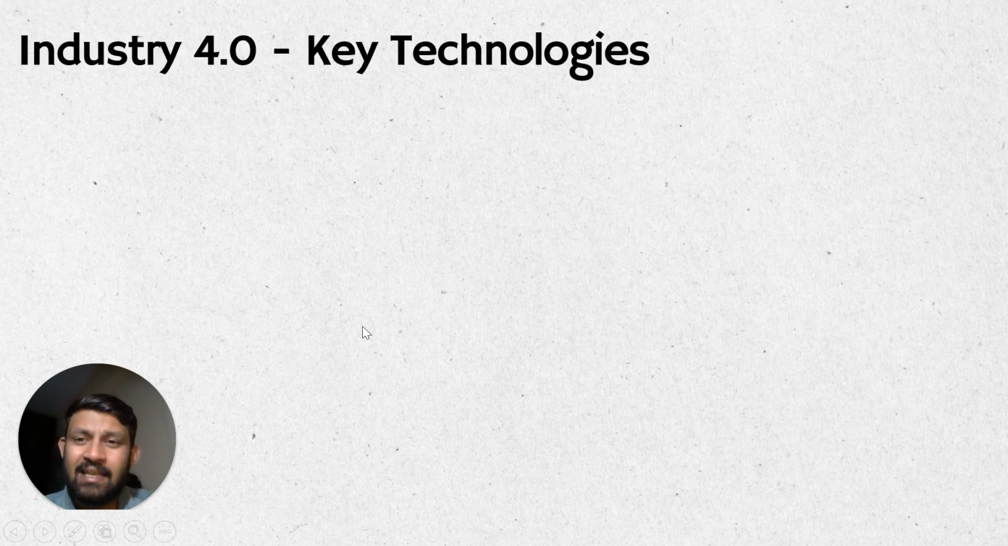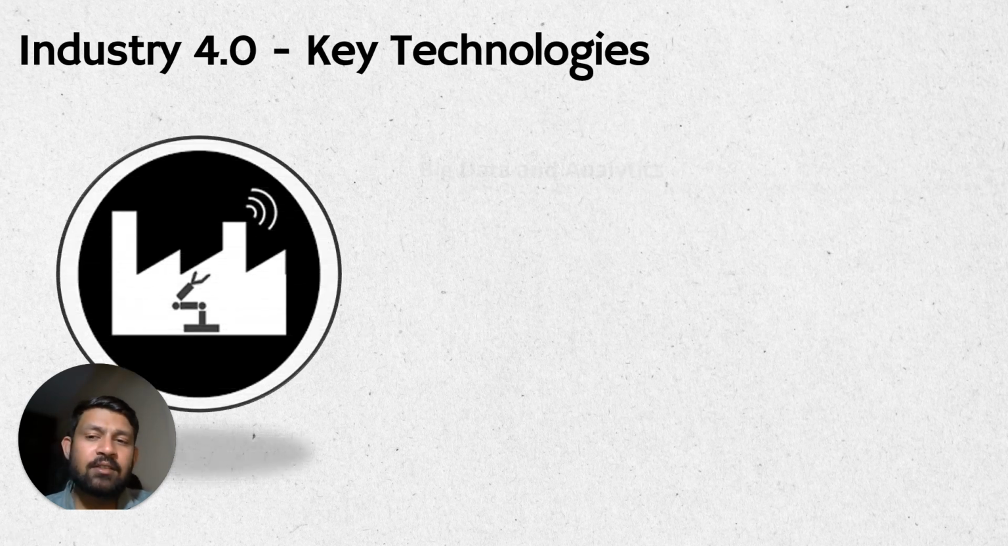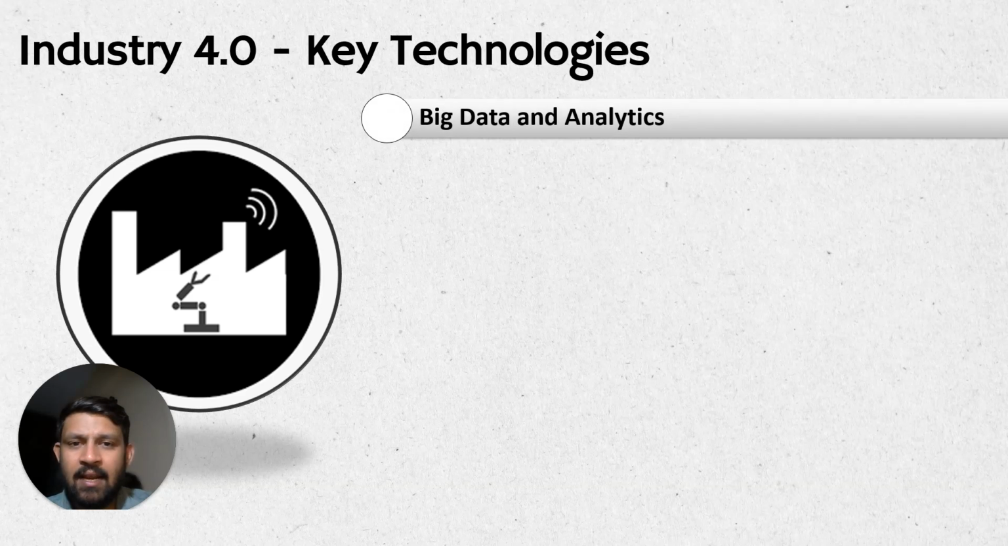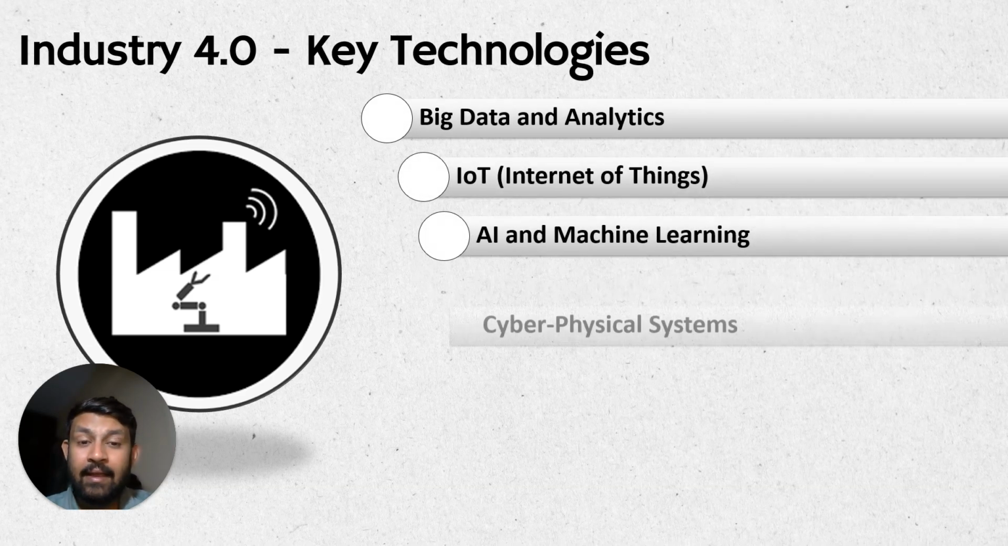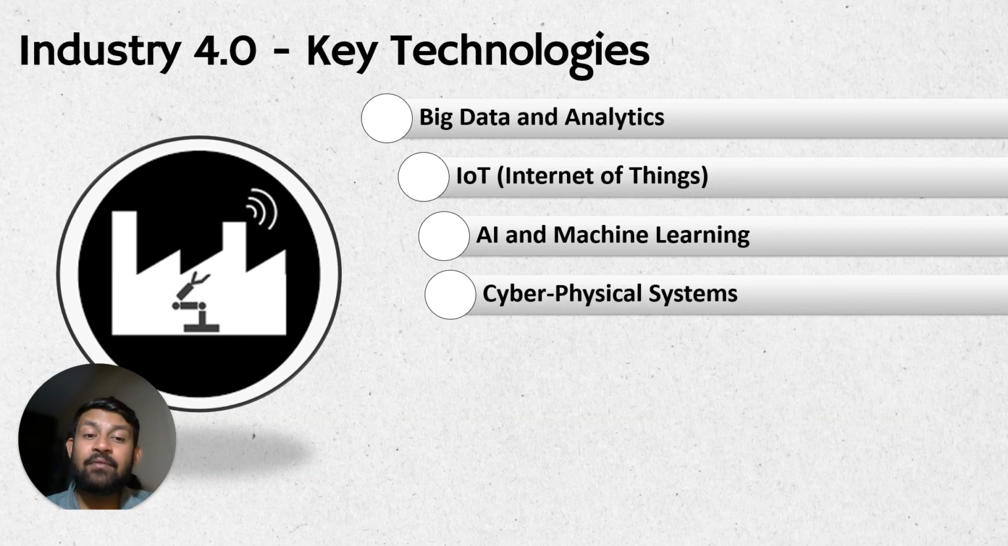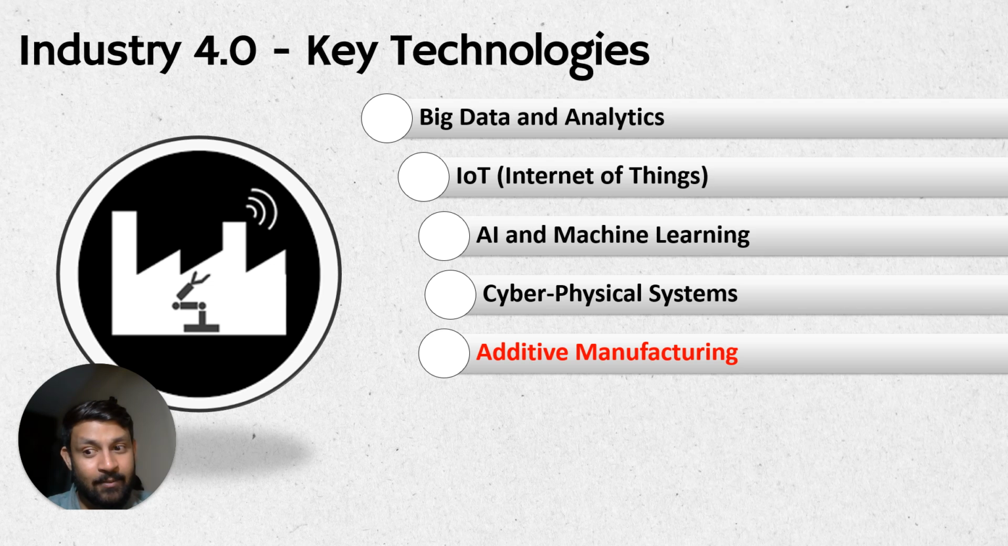So what are the key technologies involved in Industry 4.0? The key technologies that involve Industry 4.0 are big data and analytics, IoT, Internet of Things, AI and machine learning, the cyber physical systems, basically the physical systems talking to each other via IoT and taking smart decisions, being flexible with the help of big data, AI and machine learning, and additive manufacturing.